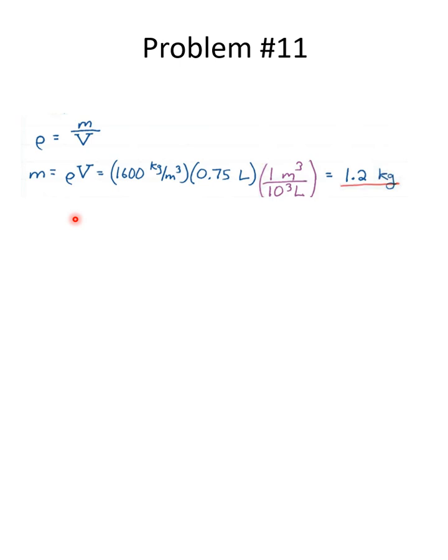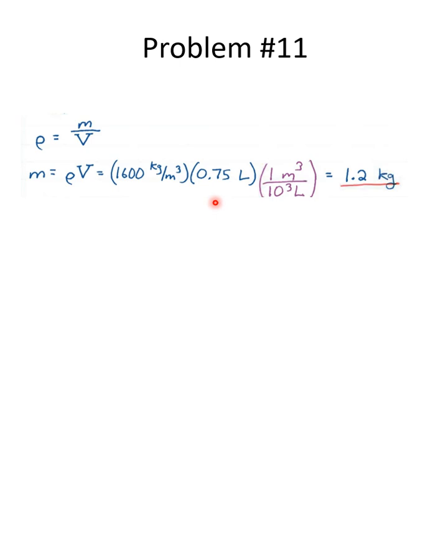We need to make sure we have consistent units. The units on density are MKS units, so kilograms and meters, that's fine. But volume is given in liters, so we'll have to make that adjustment. Let's plug in the values. 1,600 kilograms per cubic meter times 0.75 liters.